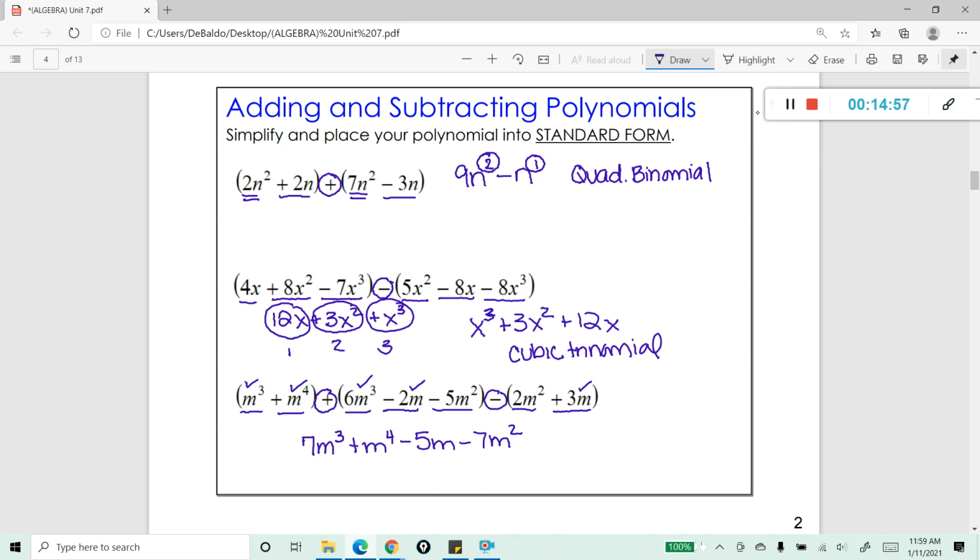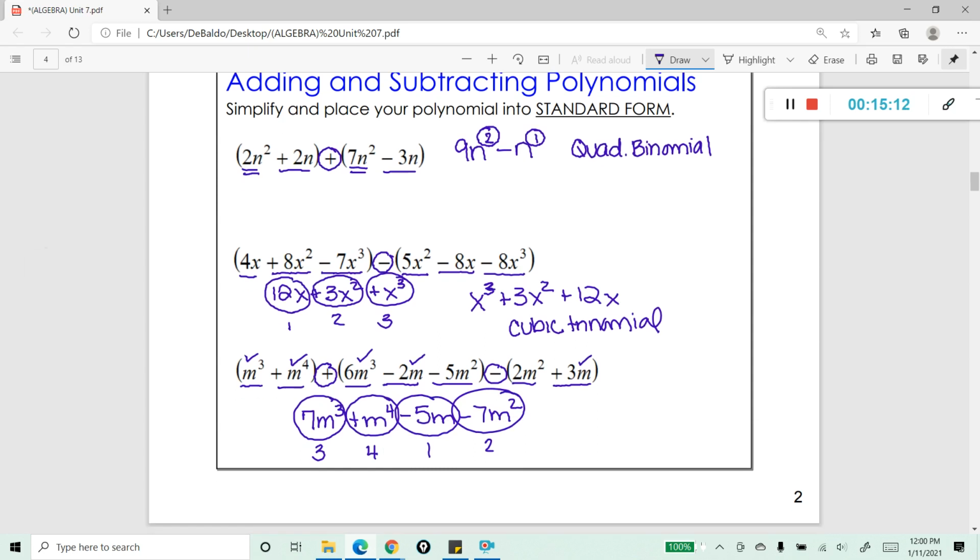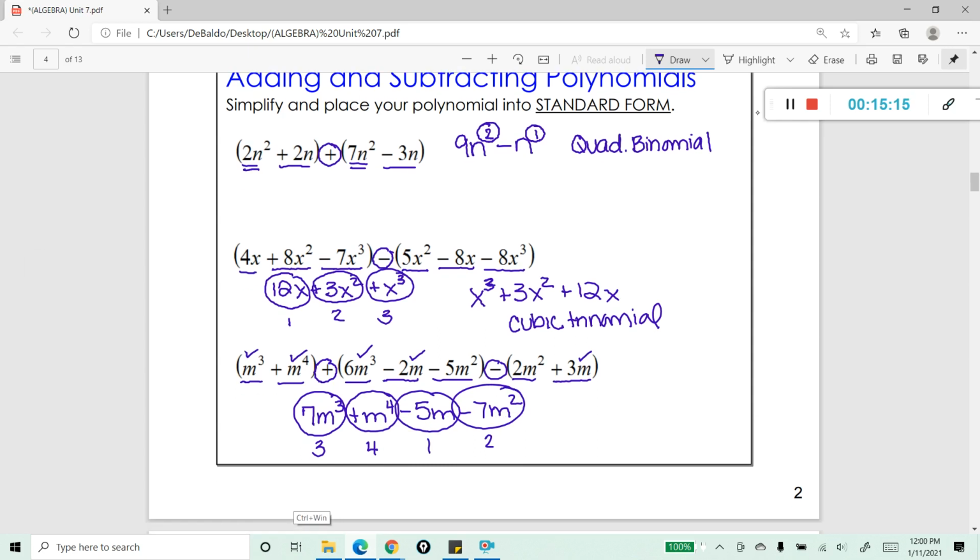Okay, now that everything is all added and subtracted, let's go ahead and put it in standard form. So you can see that the degree of this monomial is 3. This one is 4. This one is 1. And this one is 2. So basically, I just need to order those from largest to smallest. So I'm going to rewrite it as m to the 4th plus 7m cubed minus 7m squared minus 5m. And this will be called a 4th degree polynomial.